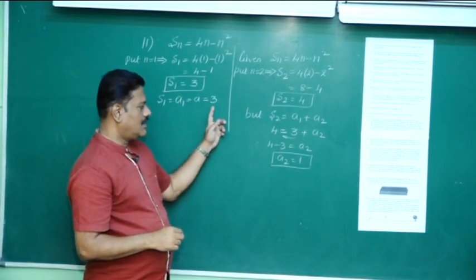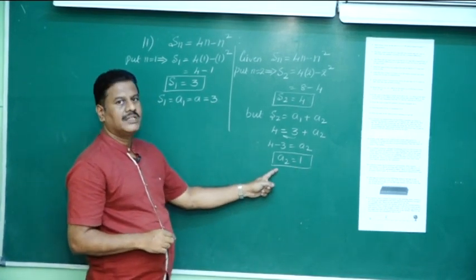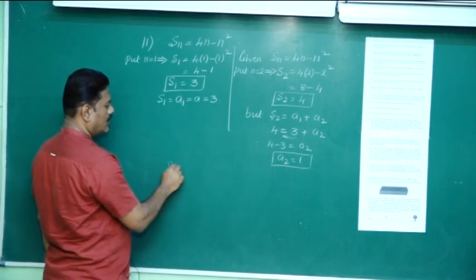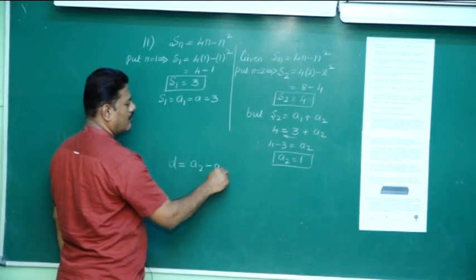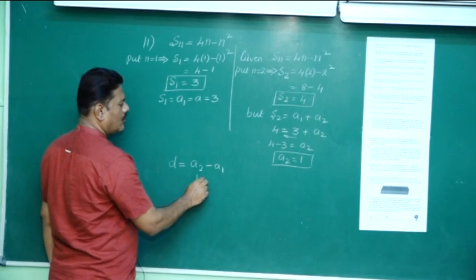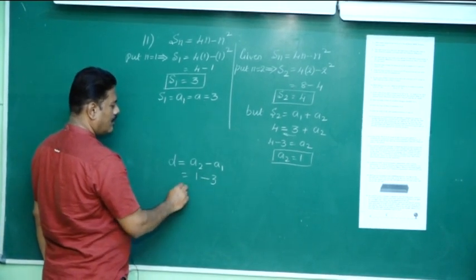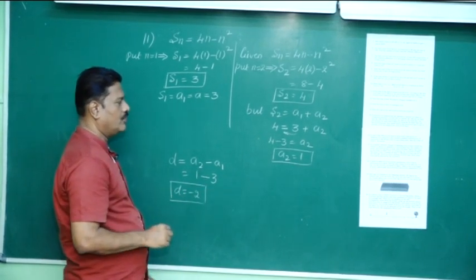First term is 3, second term is 1. So when you know the consecutive terms, you can easily find the common difference. So I go to find the common difference. D is equal to A2 minus A1. What is A2? Just now you have calculated 1. What is A1? 3. What is 1 minus 3? Minus 2. So you came to know the value of D is minus 2.